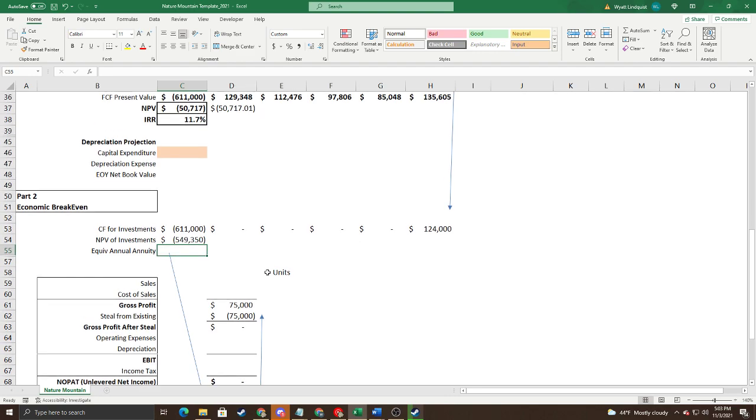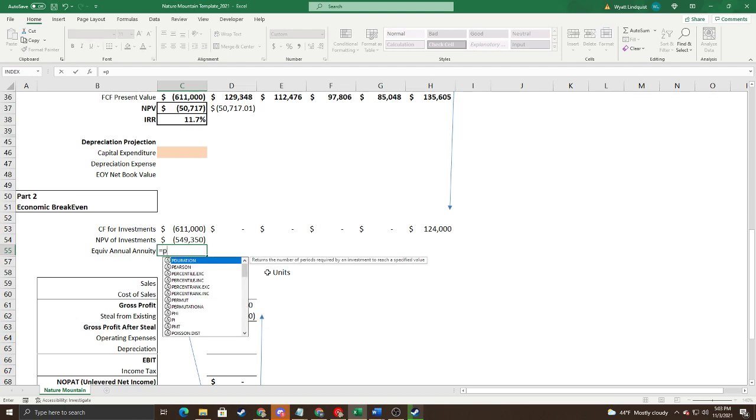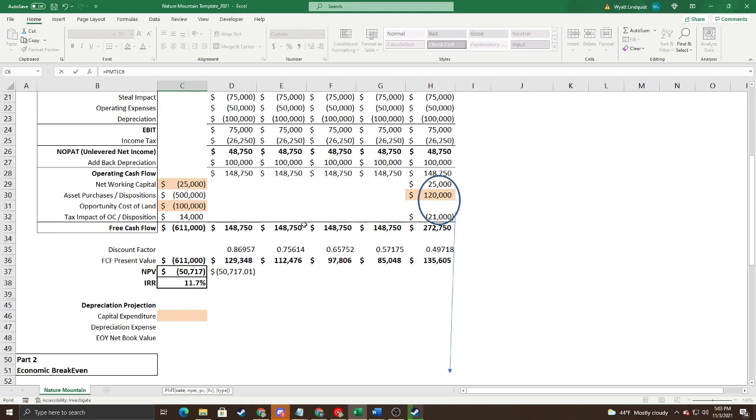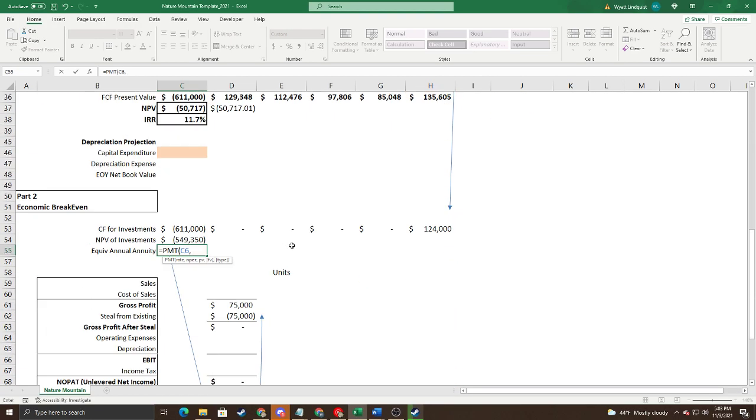Now our equivalent annual annuity. So our equivalent annual annuity is just going to be a payment calculation using our rate. So our rate is our cost of capital. The number of periods, we have 5, and the present value is not that. It is just this, right? So essentially how this is working is we are going to find out how much money we need to make every year in order to be worth our investment.